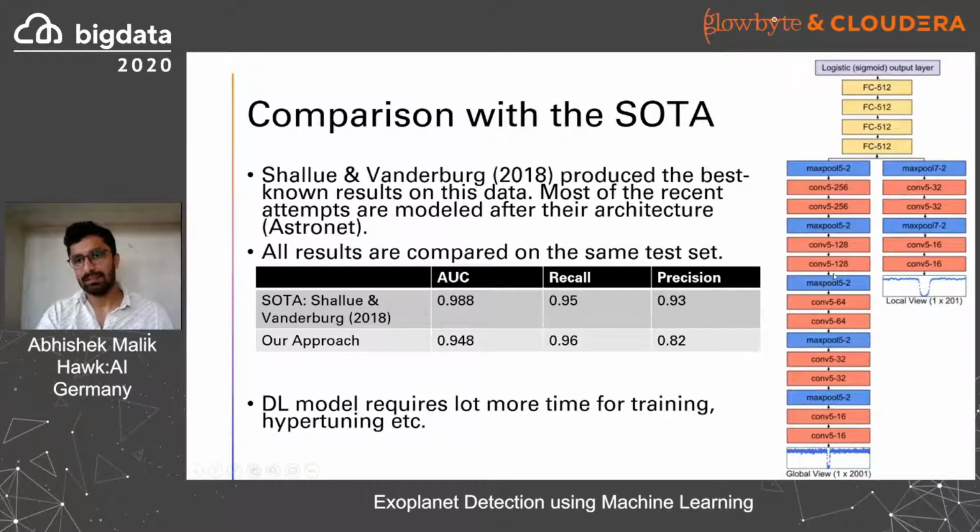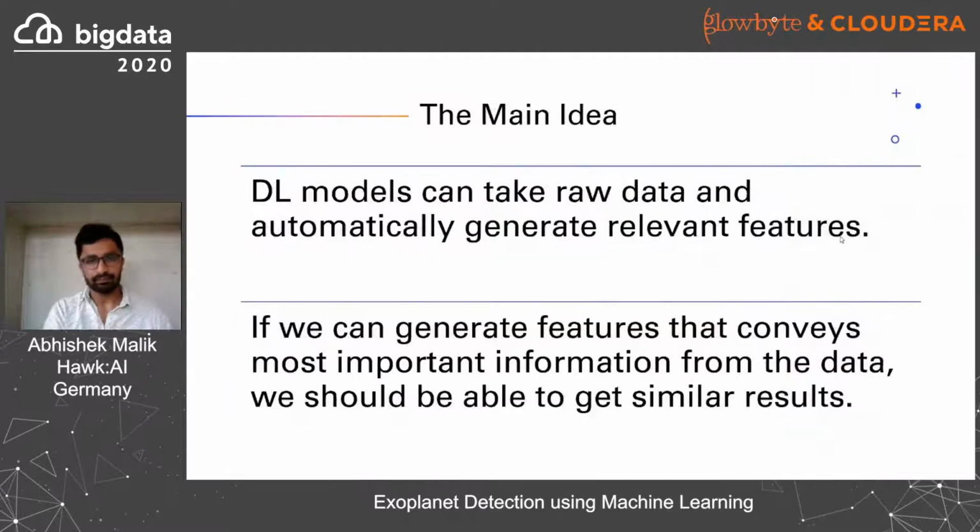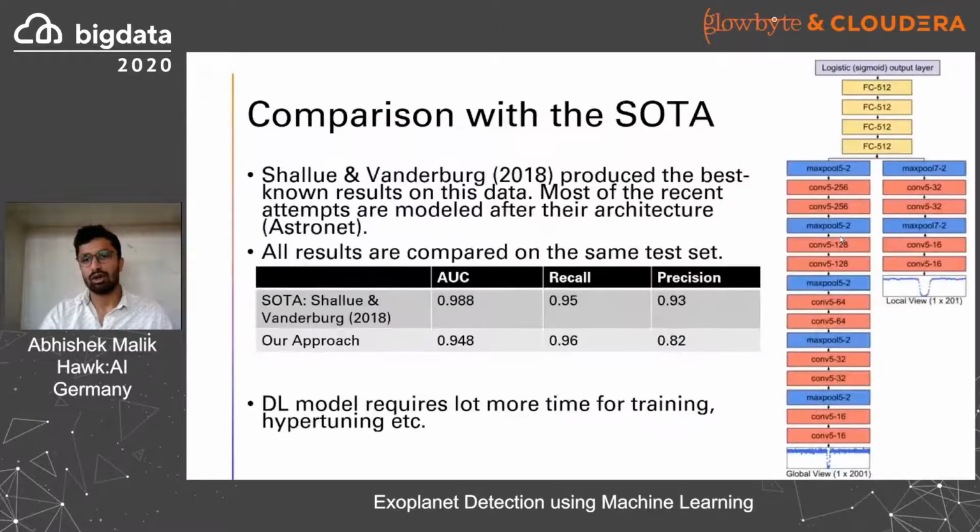So the power in the deep learning model lies in this part where, no matter what the data is, be it time series, be it image, it will break down the raw data into useful features. Now, if we can do this step on our own, and generate generalized time series features, for example, then my idea was that we should be able to get similar results in a lot faster way, because then we don't have to train a heavy model.